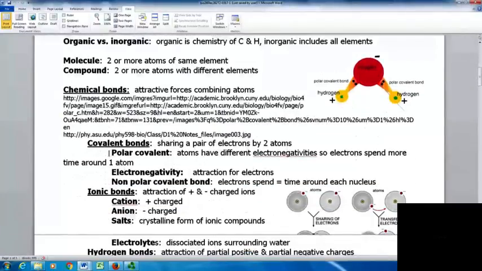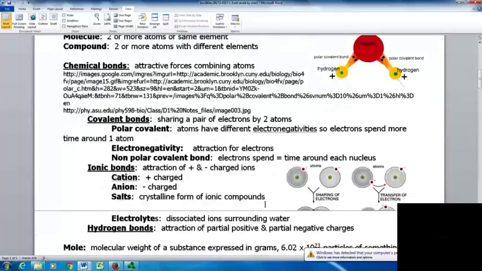The chemical bonds are the attractive forces that are going to combine the atoms or hold them together. The first one we look at is the covalent bond, which involves sharing a pair of electrons by 2 atoms. With the covalent bonds, you can have polar or non-polar covalent bonds. Polar covalent bonds are going to have atoms with different electronegativities, so the electrons will spend more time around one atom than the other. In a non-polar covalent, the electrons are going to spend equal time around each nucleus. Electronegativity is just the attraction for electrons.